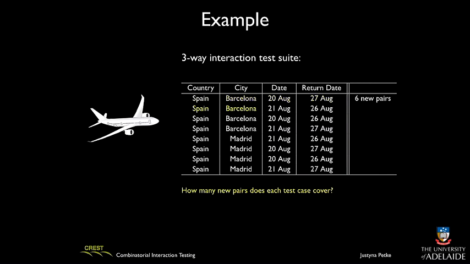Now we do this for the next one. Spain, Barcelona, we've covered this before, so no new pairs there. But Spain and 21st gives us 1 new pair. Spain and 26, we haven't had that before, another new pair. Barcelona and 21st gives another one. Barcelona and 26 is another one. And 21st and 26 are another one. All right, and we can do this for the rest. Turns out that for the next one we will cover actually not that much new, and in the end nothing new is covered.